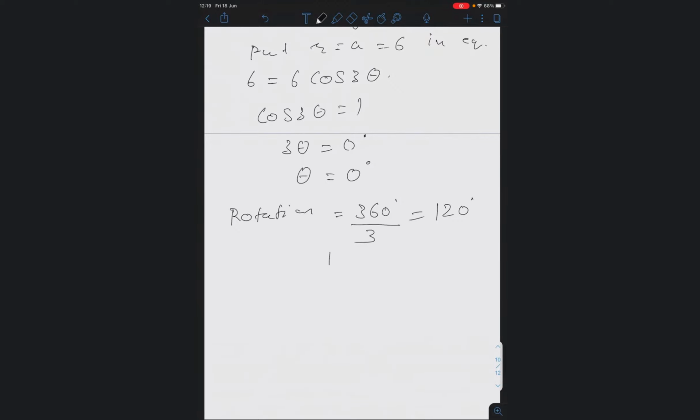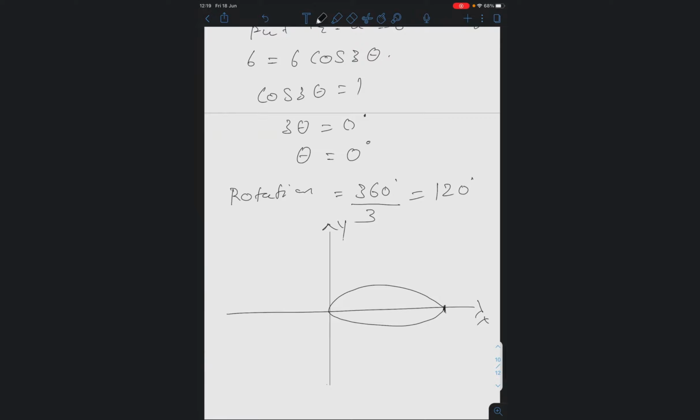So the graph will be something like this. X axis, y axis. So your first petal will be here and the length is 6. Then draw the next petal properly. This is not a good one. Then you rotate it by 120 degrees, so somewhere here you are going to have it. Then again you rotate, 120 plus 120 will be 240, so somewhere here you are going to have it. This will be the required graph. You draw it properly. This is not a good diagram.